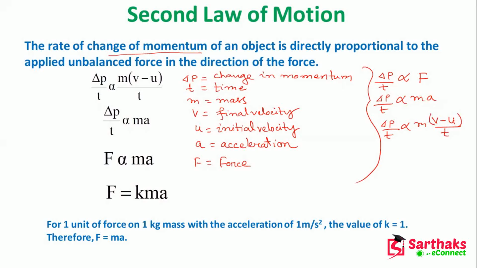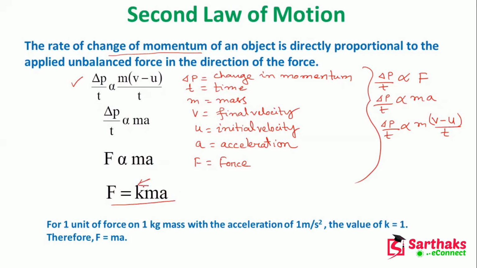Final velocity minus initial velocity divided by T. This is our acceleration. So it is proportional to M into V minus U by T. So that's why it has been written here, the rate of change of momentum, that is delta P by T, proportional to M into V minus U by T. Or F is proportional to MA, or I can write that F is proportional to K into MA.